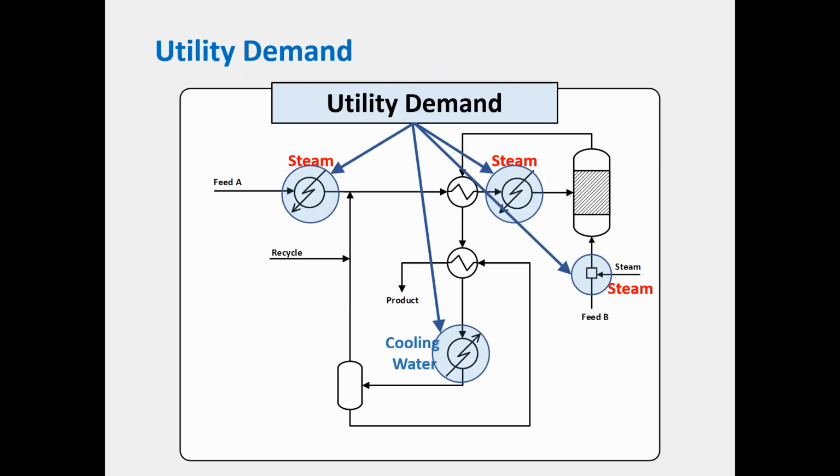So this is what we call our utility demand. Okay, we have hot utility in the form of steam in this case, and we have cold utility or cooling utility in the form of cooling water. Okay, that may be some other cooling utility like chilled water or refrigeration or something like that.